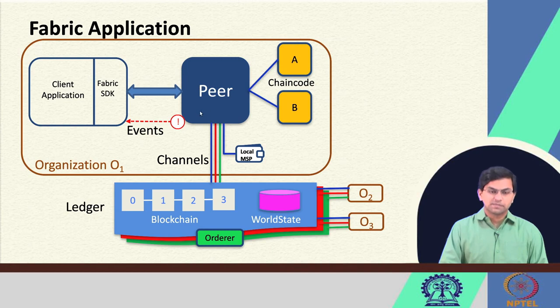But in order to write applications we need a Fabric SDK, and using that Fabric SDK we can write programs which are able to send transactions through the Fabric peer and receive the results back. Optionally, there is another feature through which the Fabric application can listen for events which are occurring in the ledger. In this lecture we will see how we can write this Fabric application.